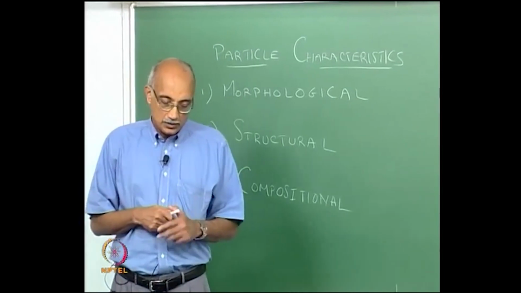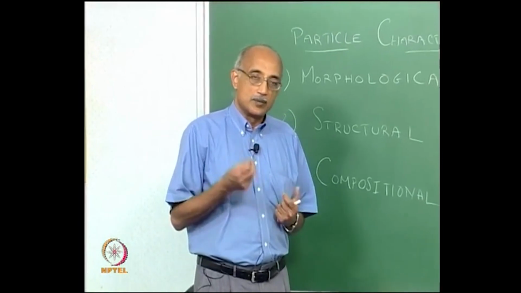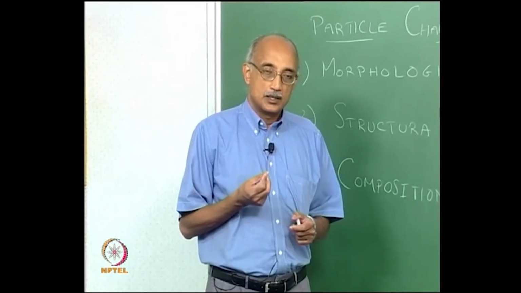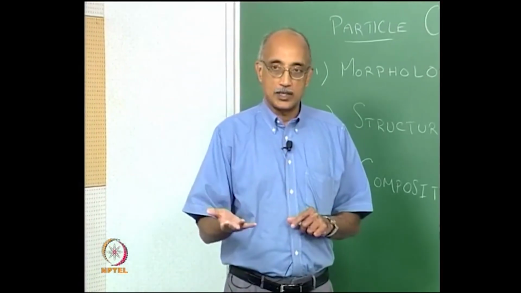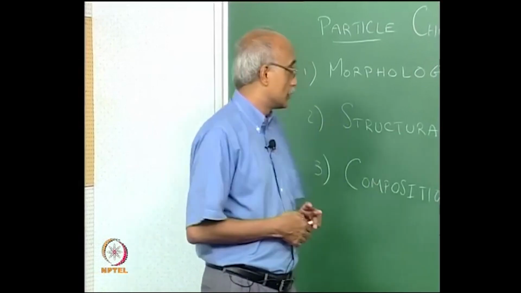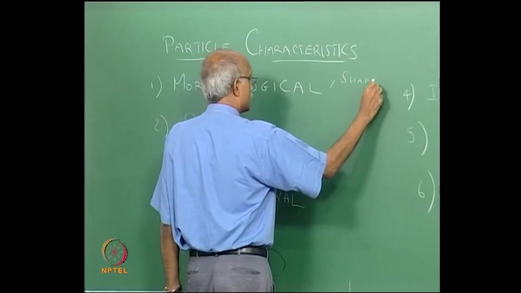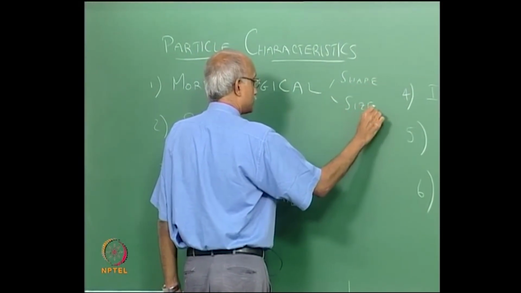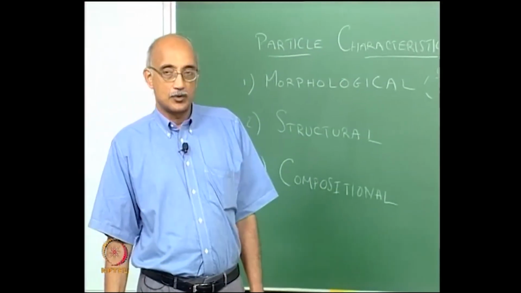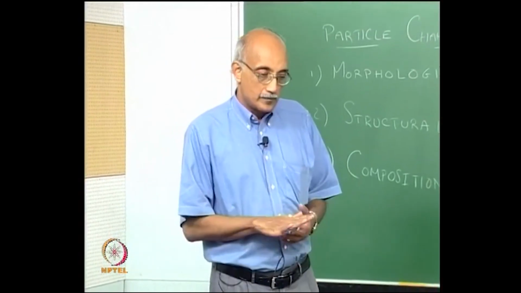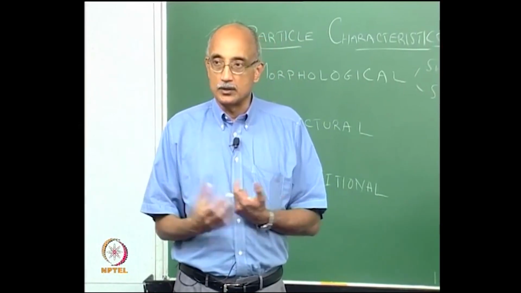Morphological characterization refers to characterizing the morphology of a particle. By morphology, what we mean is primarily shape and size, the two things that hit your eye as soon as you observe a particle. So, shape and size are the two chief morphological characteristics of a particle, in the sense that they give you the most direct impression of the appearance of a particle.